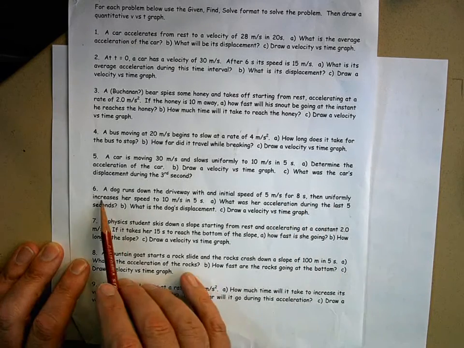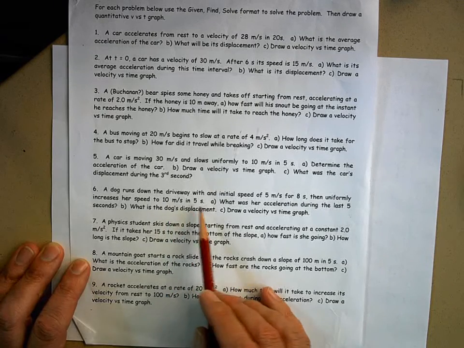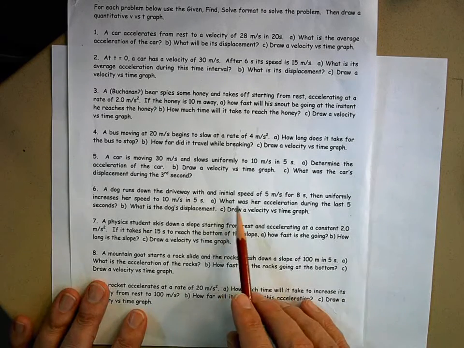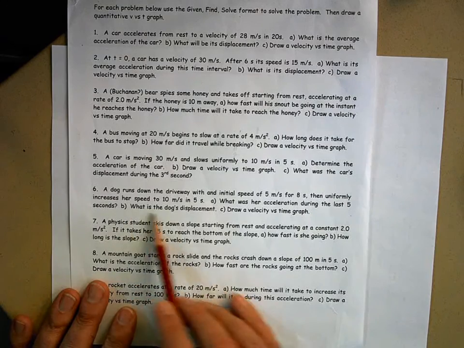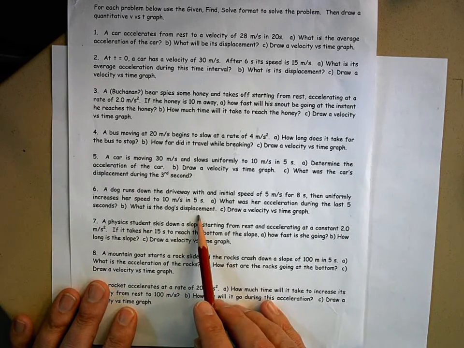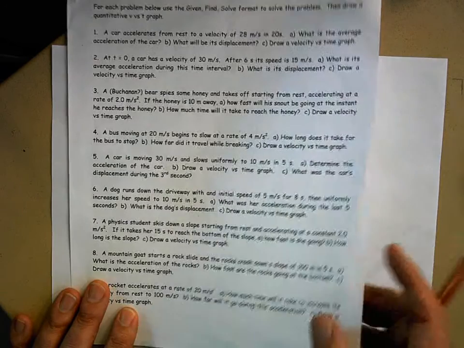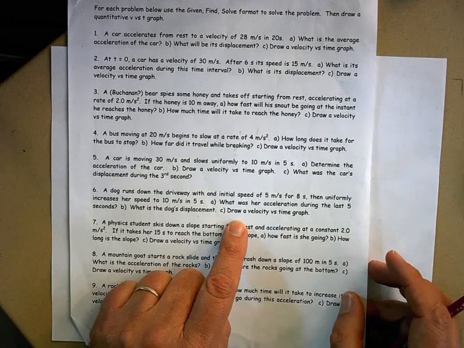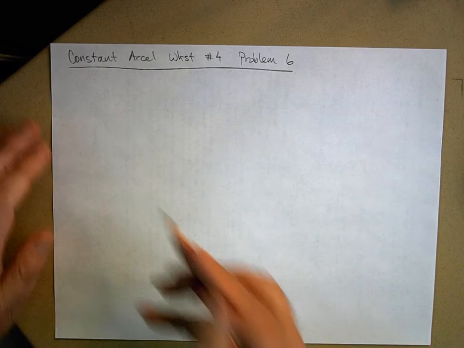Then uniformly increases her speed to 10 meters per second in 5 seconds. So in 5 more seconds, we're going to go from 5 meters per second up to 10 meters per second. What was her acceleration during the last 5 seconds? And what is the dog's displacement? And draw velocity versus time graph. Now, actually, it really is helpful to draw the velocity versus time graph first. So let's do that.